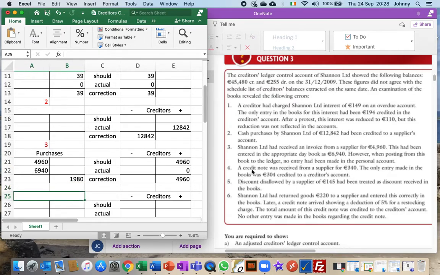Next one. Credit note received from a supplier, 340. Credit notes are always about returns, goods being returned. In this case, we're buying goods here, so it's going to have to be purchases returns.